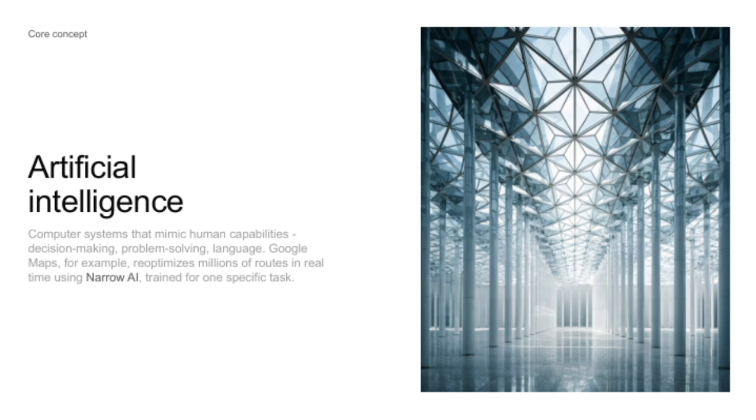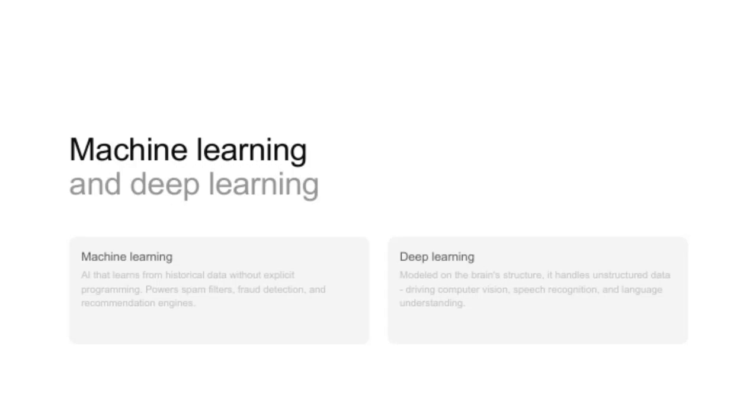Deep learning is a fascinating area because it's modeled after the brain's structure, which allows it to handle unstructured data effectively. This means it can process images, audio, and text in ways that mimic human perception.